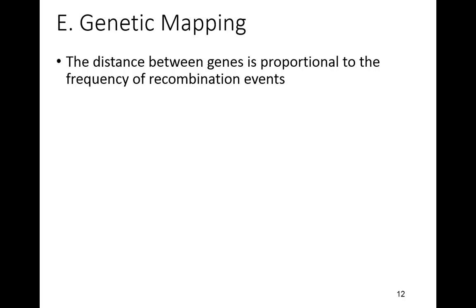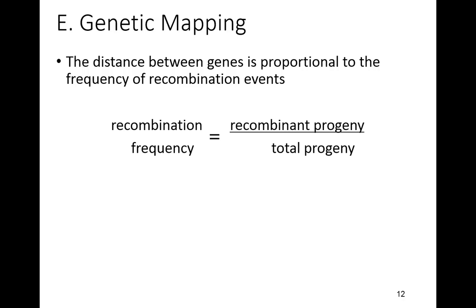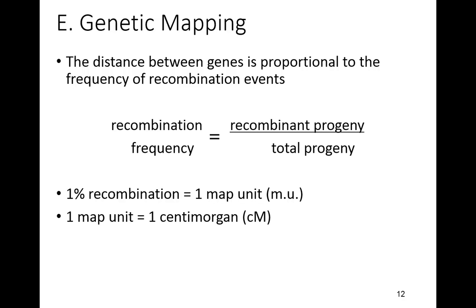So Sturtevant used this theory to basically come up with, well, if you look at the crossing over events, you could determine how close those genes are to each other. And he came up with this recombination frequency, which equals the recombinant progeny divided by the total progeny. A 1% recombination was then referred to as one map unit. Another unit would be called the centimorgan. And we'll do some of these problems, and it'll make more sense when we go over the problems in class.